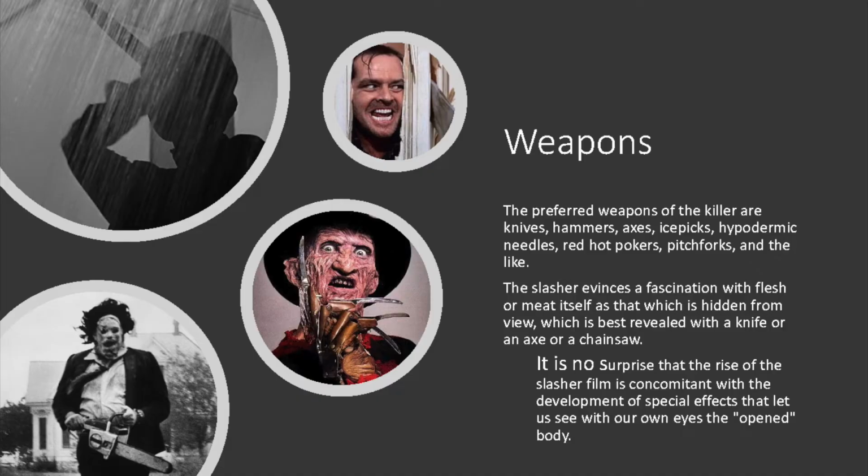And then we have the weapons, of course. And I talked about how they're usually things that are sharp, pointy, maybe blade-like, anything but a gun. Because the killing has to be personal. And with a gun, you can shoot somebody from far away. It's not as personal.